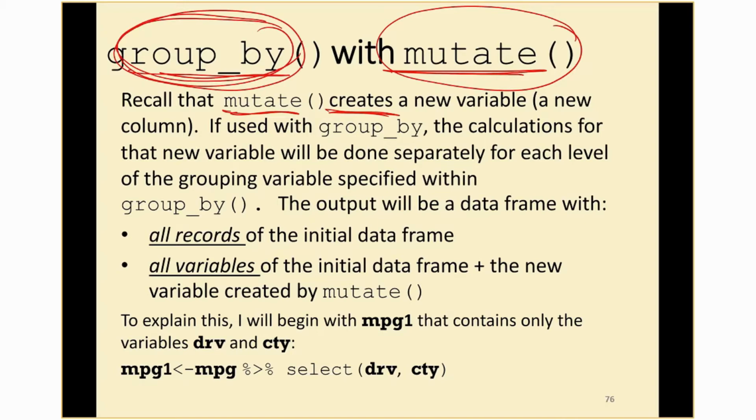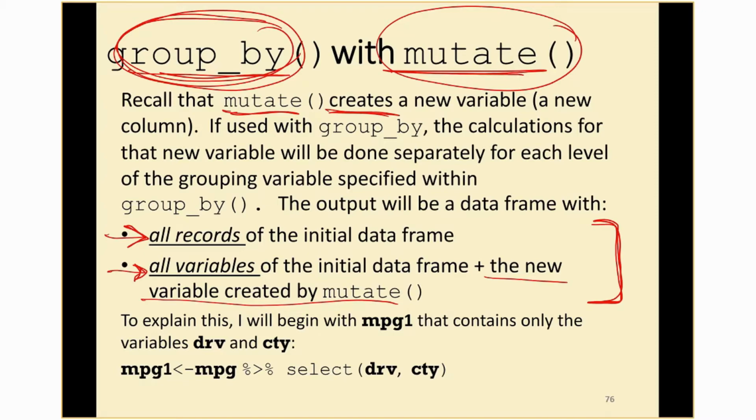That's just a bunch of words. To think about it more concretely, we can think about the output that happens when we use group by with mutate. We'll make a new data frame in terms of how many records it's going to have. It's going to have all the records of the old data frame, all the variables of the old data frame, and whatever new variables are created by the mutate function.